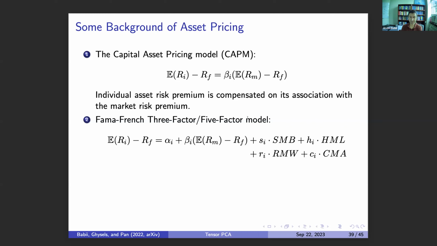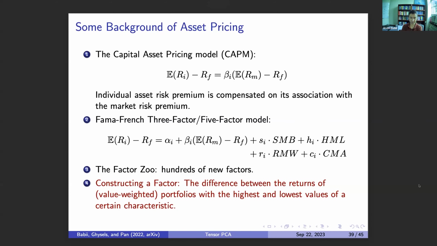So this model has been extended to a multiple factor model. For example, the Fama-French three-factor model includes what they call a small minus big factor and a high minus low factor on top of the market factor. And there are two more factors in the five-factor model. And then the empirical finance literature discovered hundreds of such factors or anomalies that can explain excess returns. So this is called factor zoo. There are hundreds of new factors discovered in the literature.